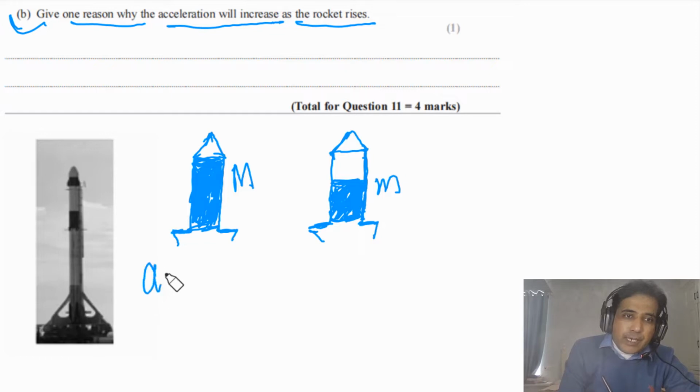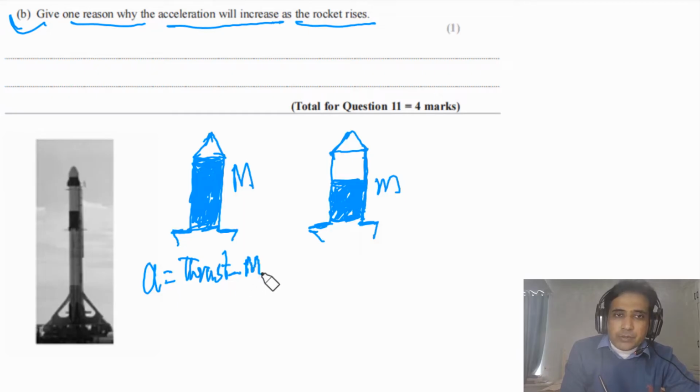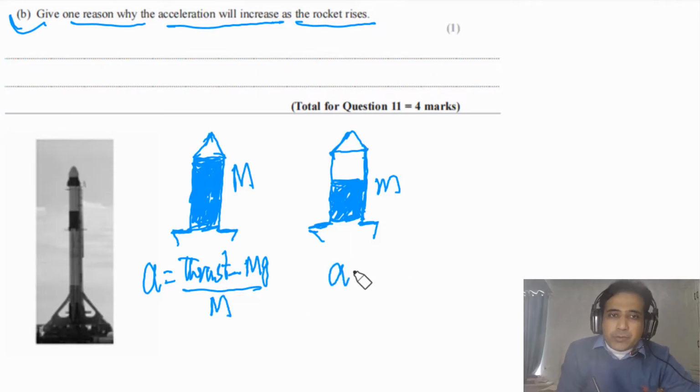If we calculate acceleration here, it will be equal to thrust minus weight, so here we have mg, divided by capital M. And here, if we calculate acceleration, it will be equal to thrust minus small mg divided by small m.